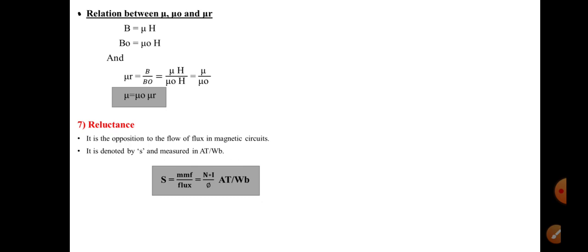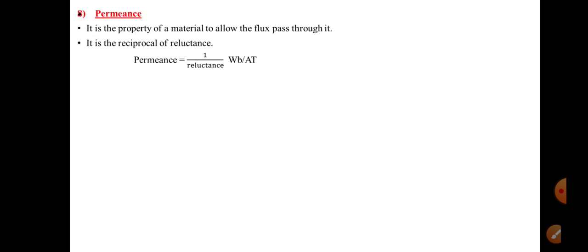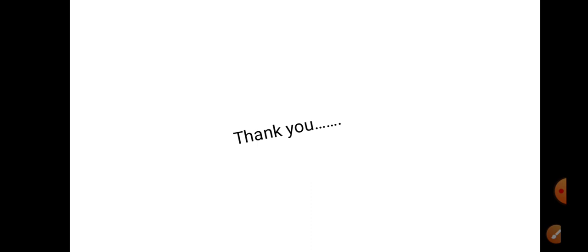Then reluctance. In an electric circuit, we know that resistance opposes the flow of current, but in a magnetic circuit there is reluctance, which is the opposition to the flow of flux. It is denoted by S, and the formula is MMF divided by flux. We will see it in detail in the next lecture. The unit is ampere turn divided by Weber. Now permeance is the reciprocal of reluctance, and its unit is Weber divided by ampere turns.